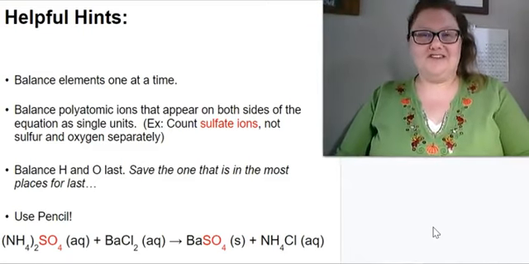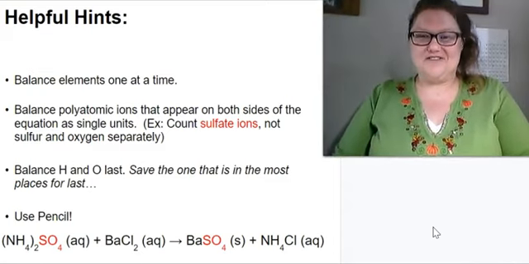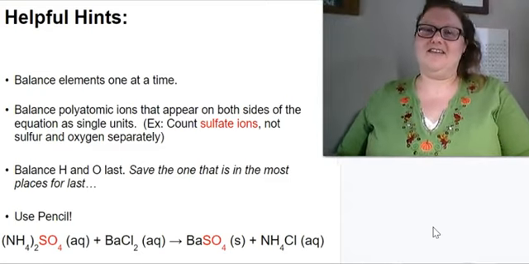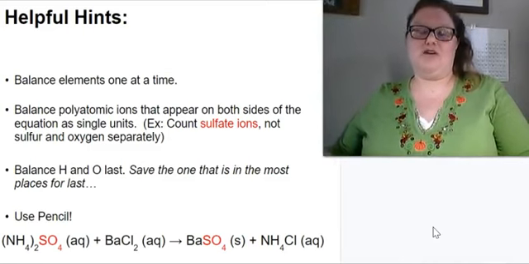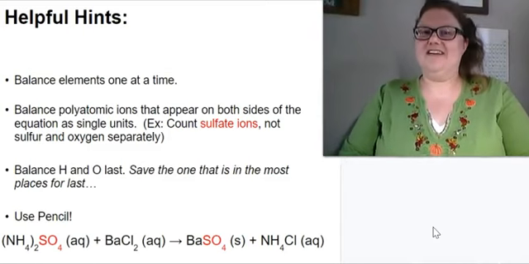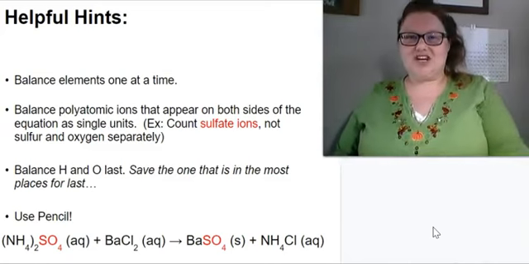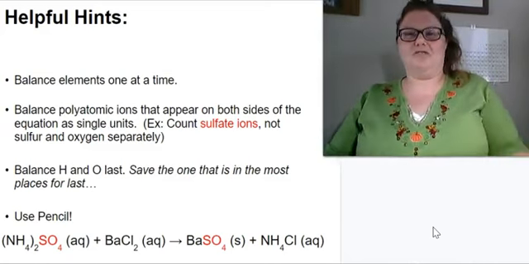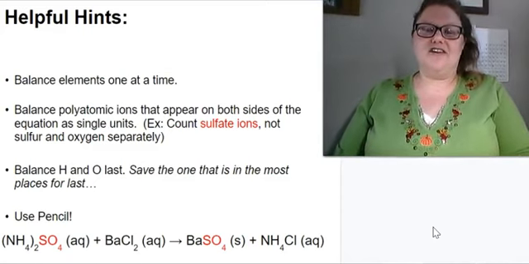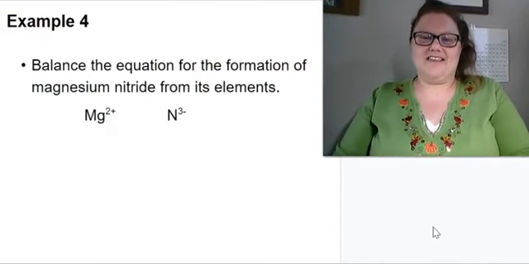And if you have both hydrogen and oxygen left to balance in an equation, how do you know which one to choose? You want to save the one that's in the most places for last, like if you had oxygen in more than one product formula. The last tip is to use pencil. You're going to be keeping track of the current number of atoms. You're going to be changing coefficients as you see what originally looked like it would work does not. And so to avoid the mess, you're going to need a pencil. Get a pencil. All right, let's look at example 4.